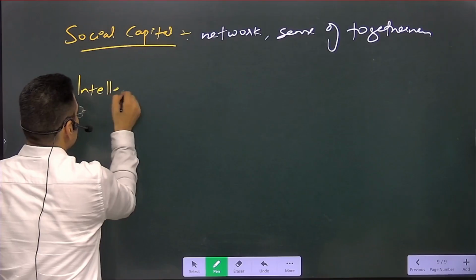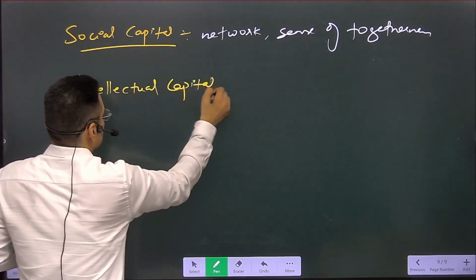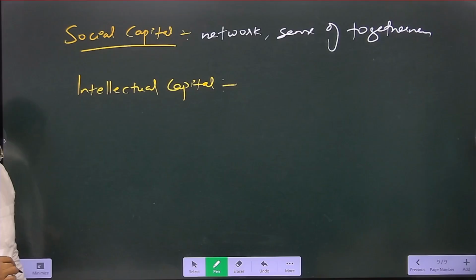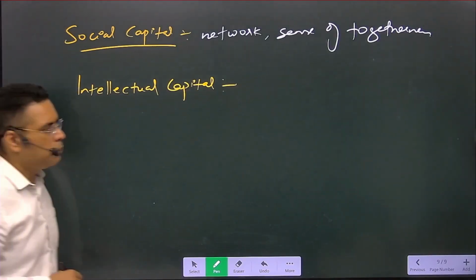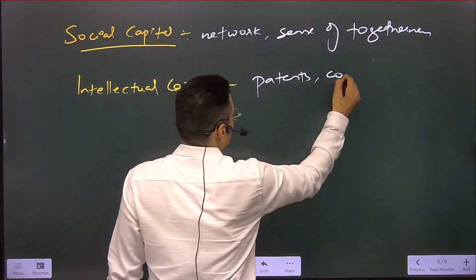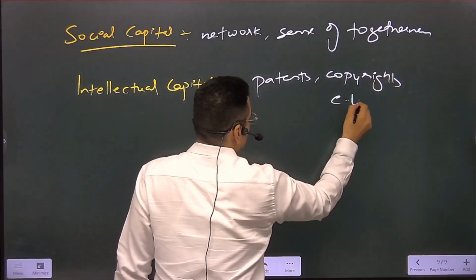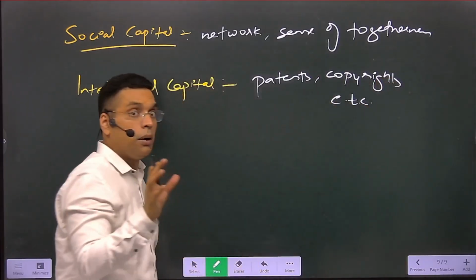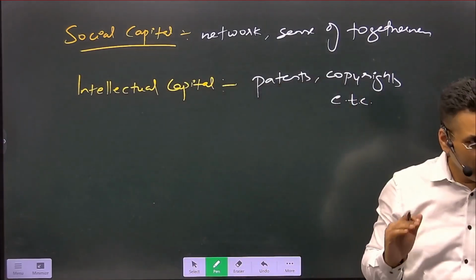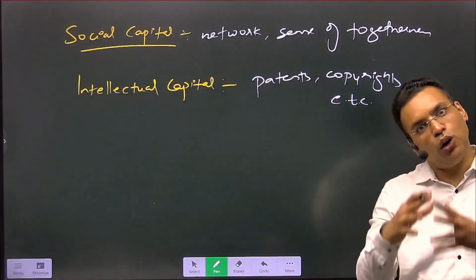What is the meaning of intellectual capital? So many a times you are using patents, you are creating patents, you create copyrights. Okay, so these are intellectual. Let's say you have a patent only you can use. It's a capital. It will increase your productivity. You have a copyright only you can. You have a formula only you can use it.